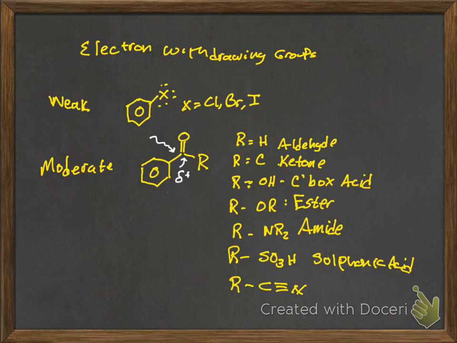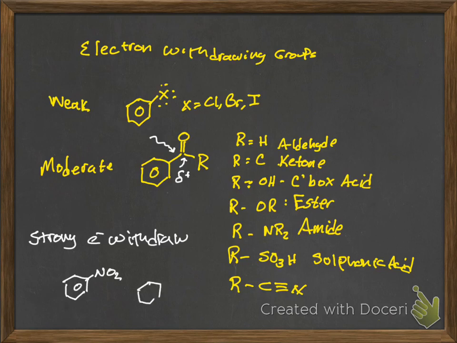Now, I really don't have a lot of room left, but fortunately, it's a pretty small list of strong electron withdrawers. The nitro group, the quaternary ammonium salt, or a trihalocarbon. Now, I'm almost out of time, but I'm going to flip the page and talk to you about that nitro group.